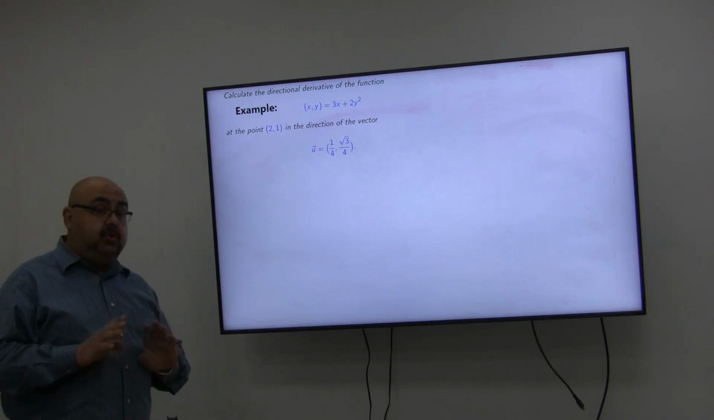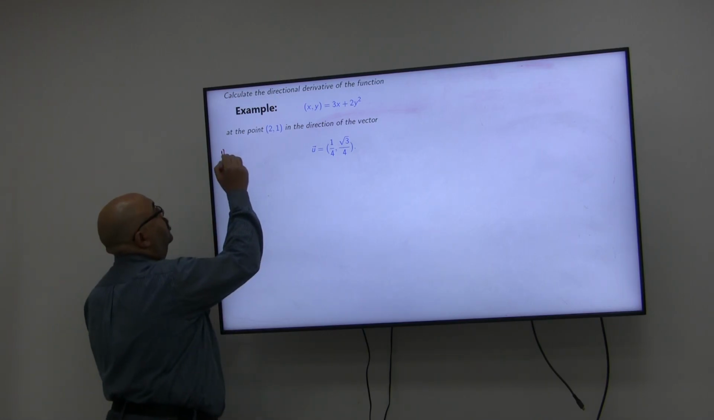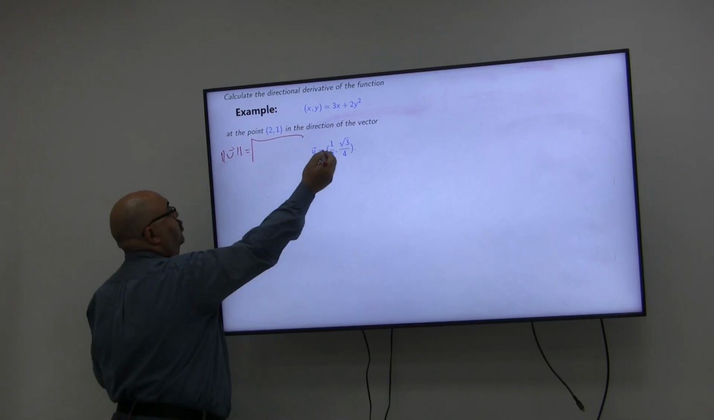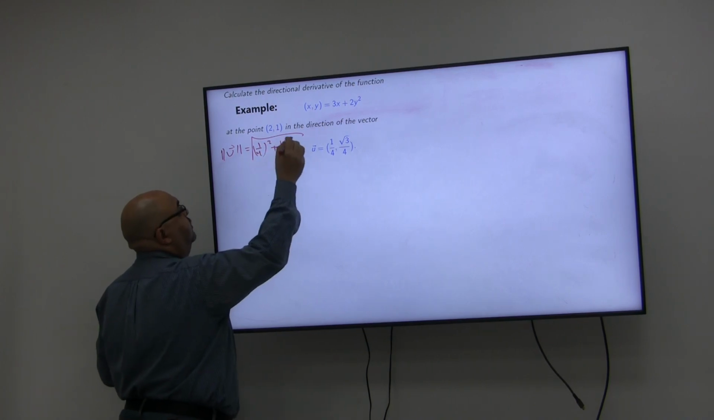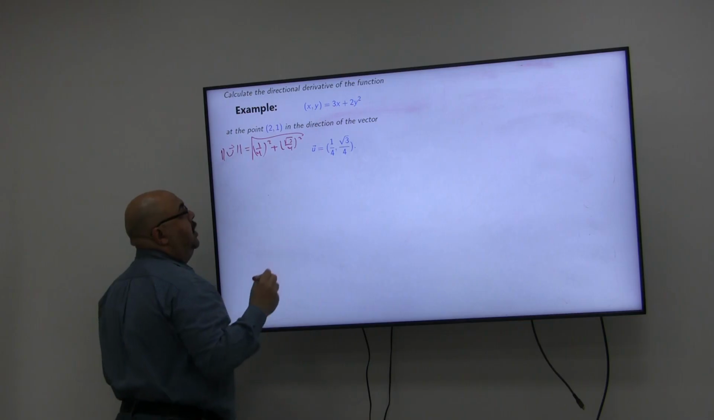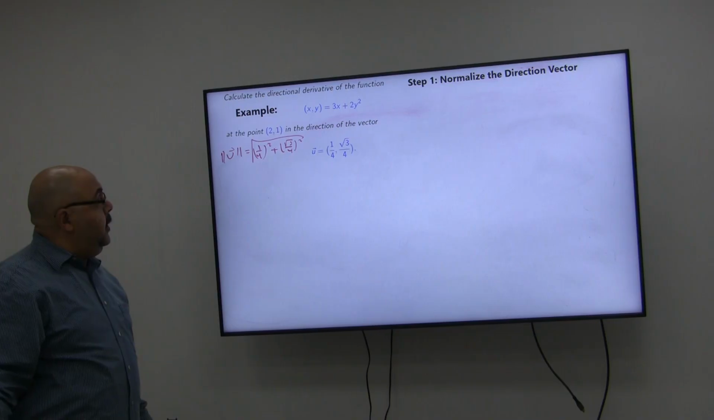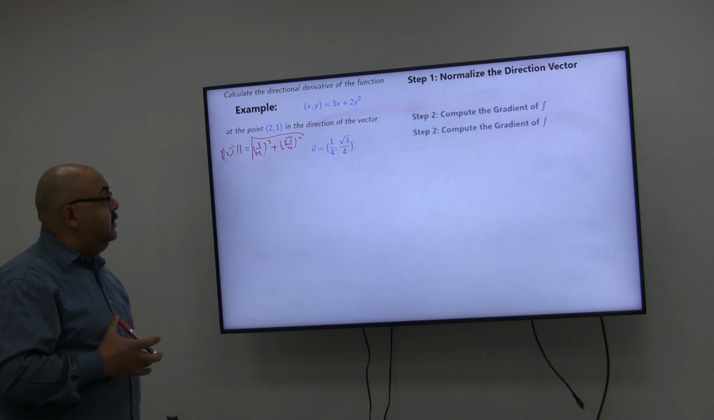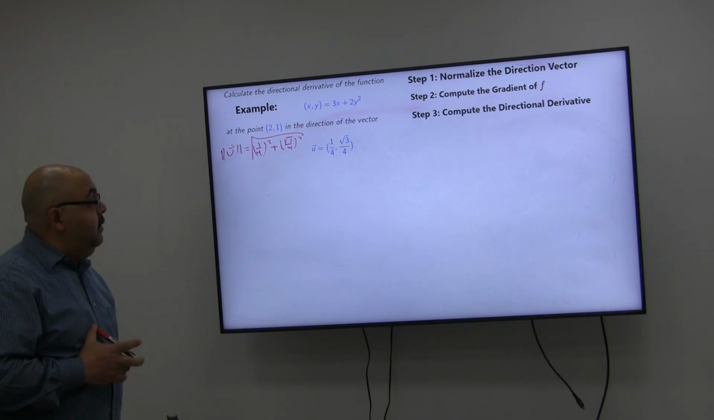In order to do this, all I have to do is get the magnitude of the u vector, which is simply the square root of the first component to the power of 2 plus the second component to the power of 2, and see if this value is equal to 1 or not. This is very, very simple to check. As I told you, we will normalize or check the direction vector. Step number 2, I will compute the gradient vector, which is very simple. Step number 3, you compute the directional derivative.